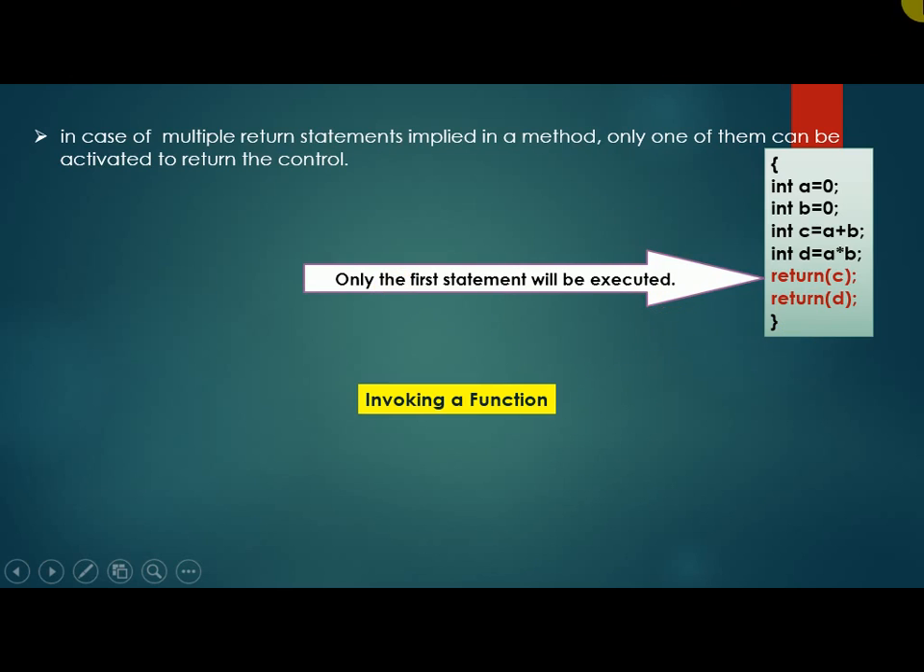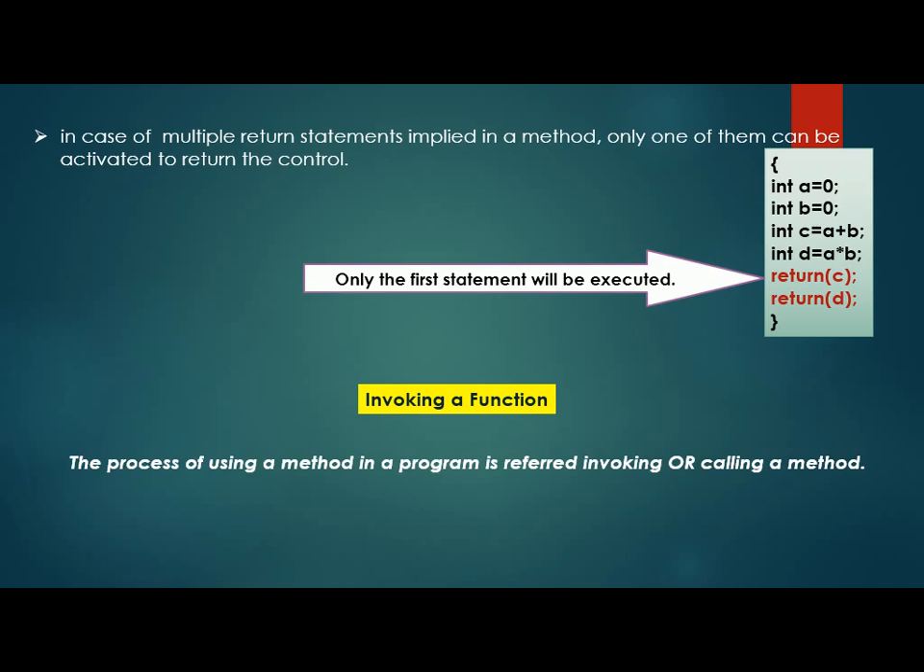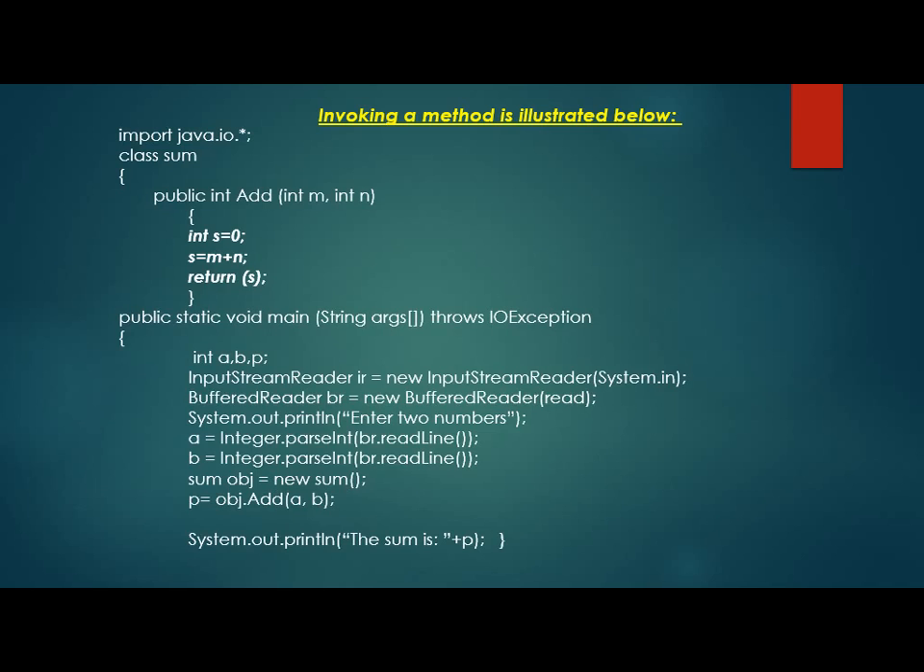Now, invoking a function. Till now we were discussing how a method block can be created. Now we will come to know how a method is used in a program as and when required by the user. So the process of using a method in a program is referred to as invoking or calling a method. Invoking a method is illustrated below. See the examples. Let's see the coding.